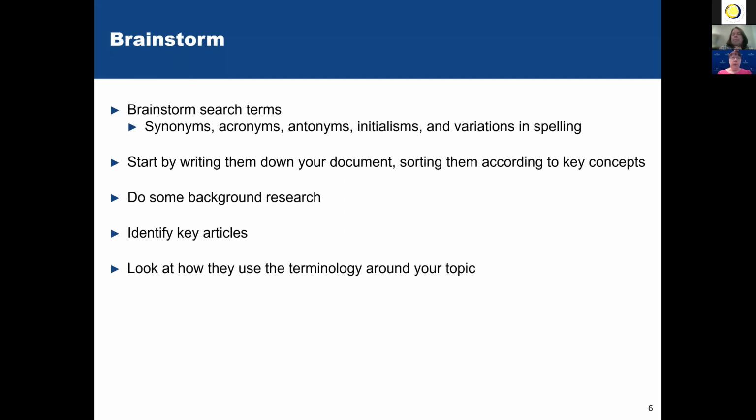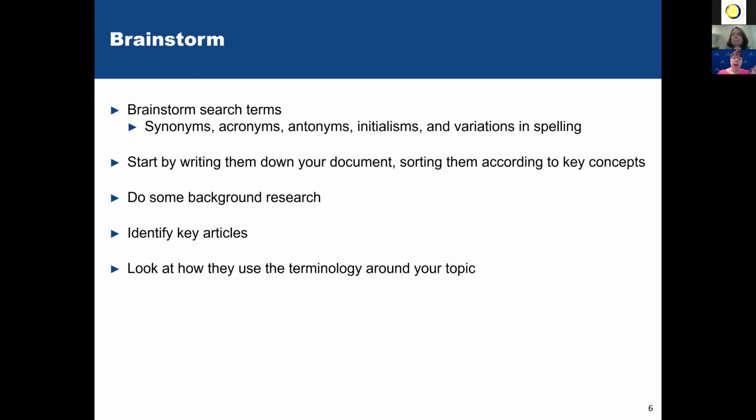Look at the articles that you're getting. How many of them are using the same concepts you are? How many of them are using other concepts? What concepts are they using? And do this for those articles, I say key articles, those articles that you think would be most applicable to your question. And then, that's how you examine how they use the terminology around that topic.